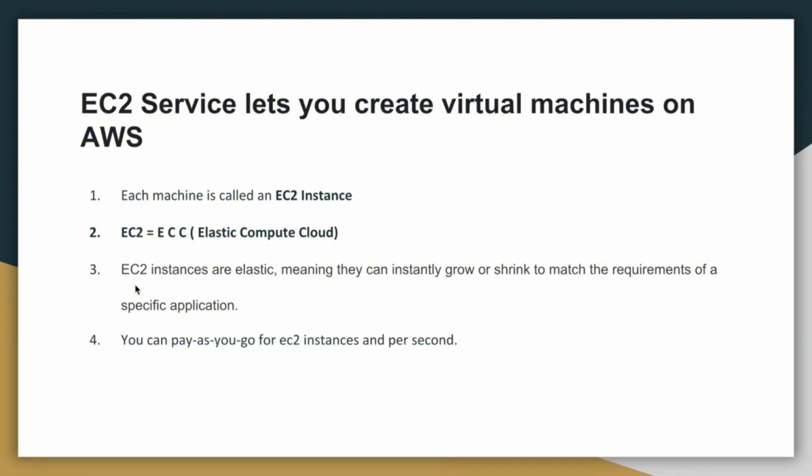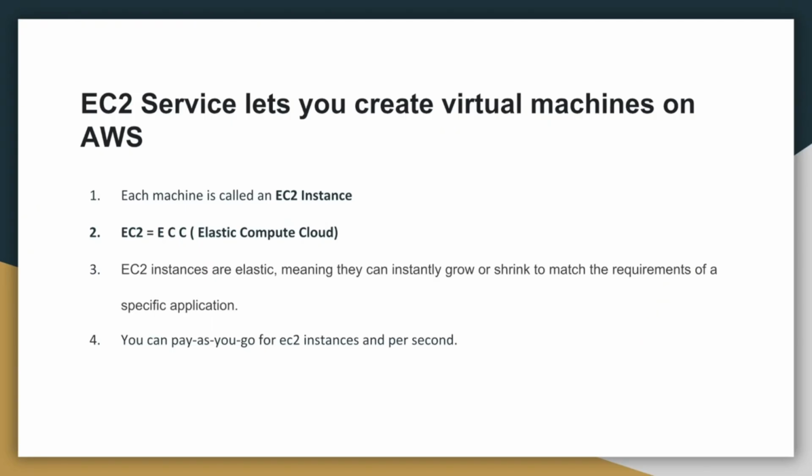EC2 instances are elastic, just like in the name, meaning they can instantly grow or shrink to match the requirements of a specific application. So they can grow and shrink in capacity. You can start with 5 EC2 instances and provision hundreds and thousands as needed. And it ties up to the concept of pay as you go, right? You can pay for your EC2 instances as you go, and you don't have to buy capacity up front.